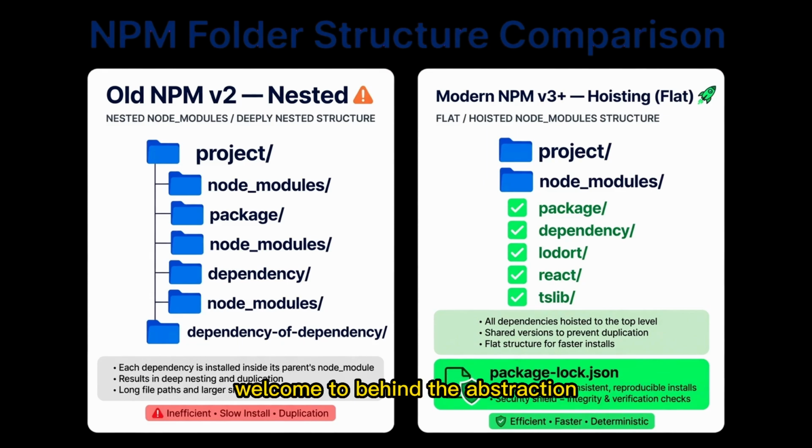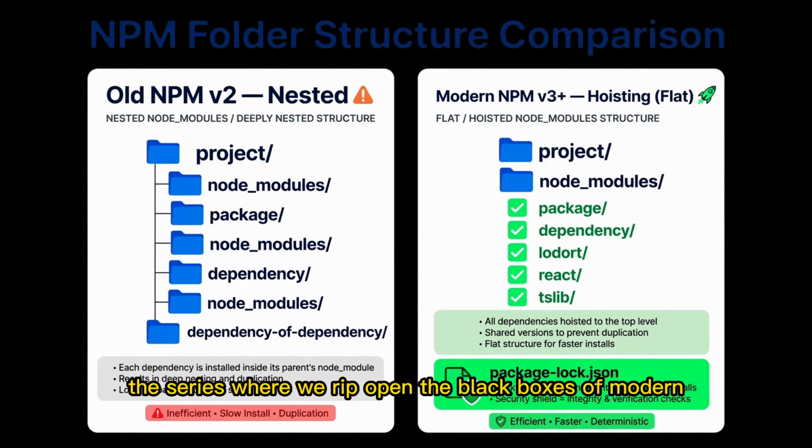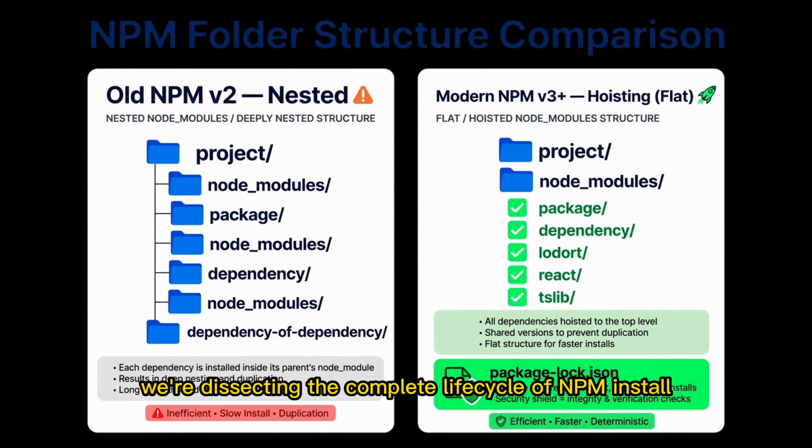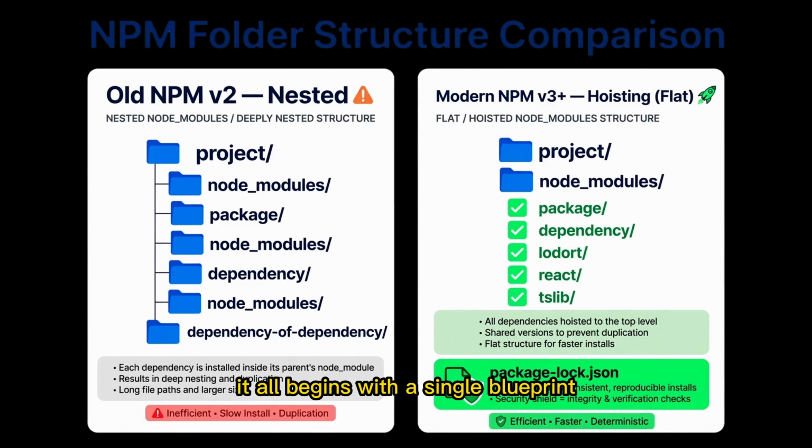Welcome to Behind the Abstraction, the series where we rip open the black boxes of modern software engineering. Today, we're dissecting the complete lifecycle of npm install. It all begins with a single blueprint, your package.json file.